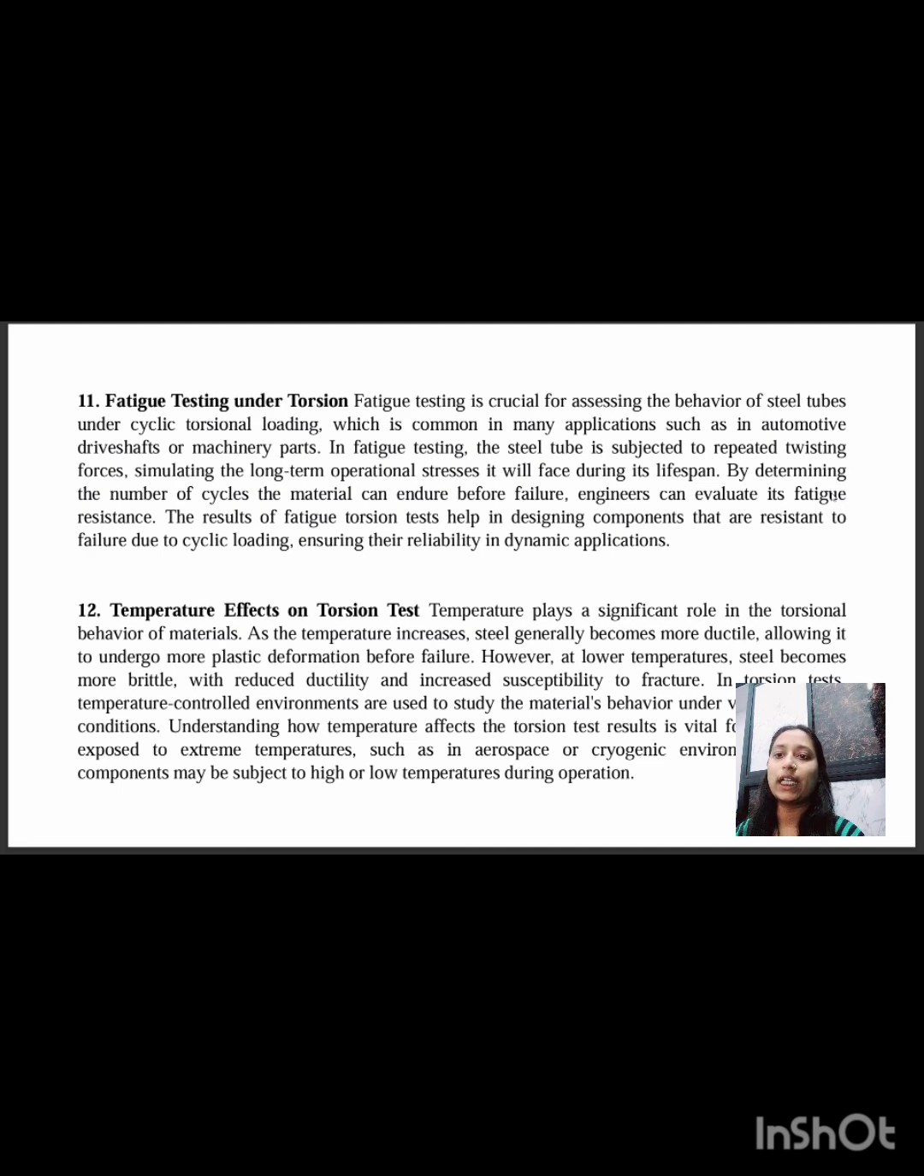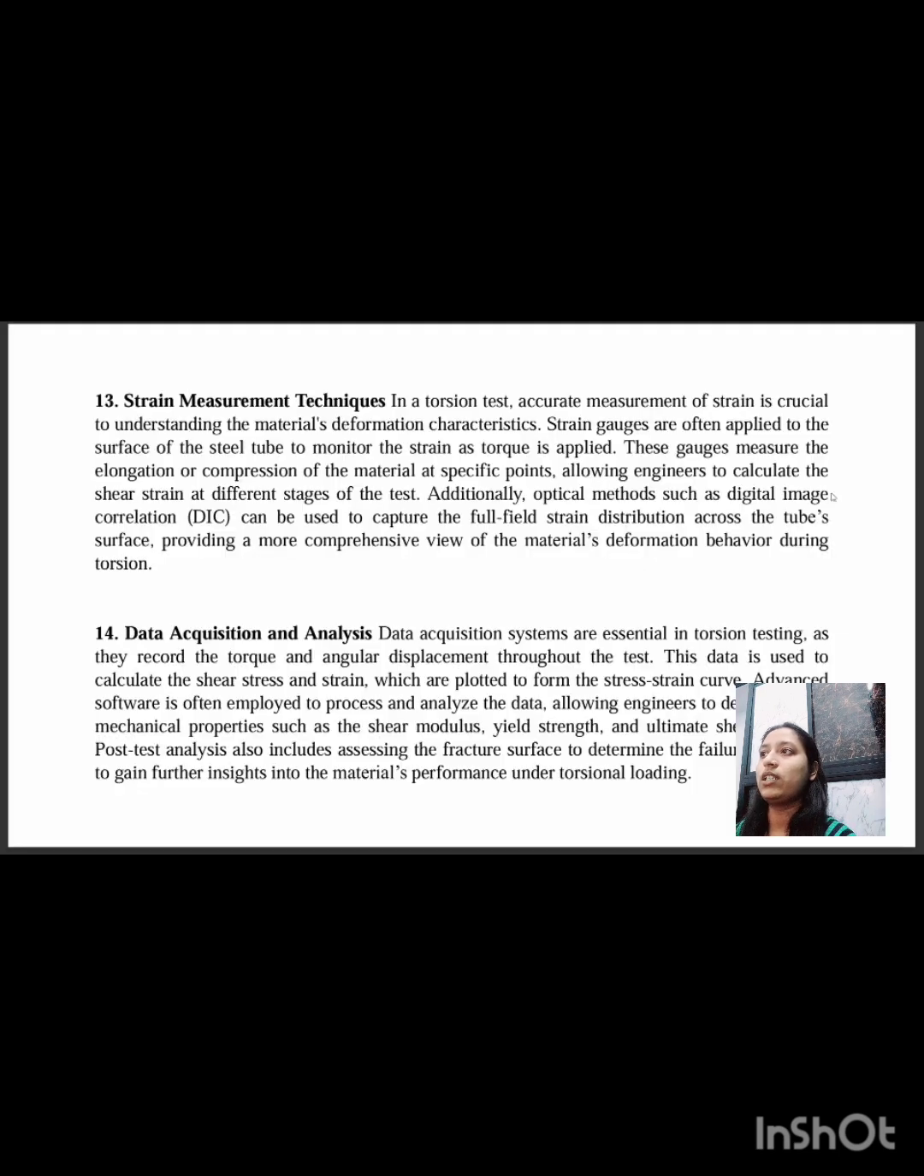Strain measurement techniques. In torsion test, accurate measurement of strain is critical to understand the material deformation characteristics. Strain gauges are often applied to the surface of the steel tube to monitor the strain. As torque is applied, these gauges measure the elongation or compression of the material at specific points, allowing engineers to calculate the shear stress at different stages of the test.